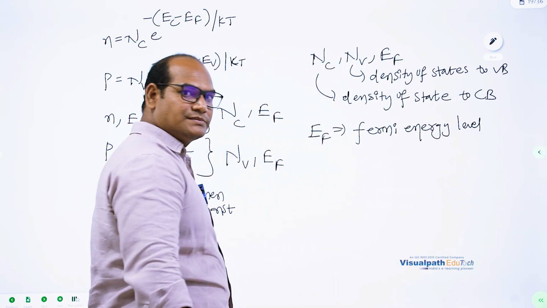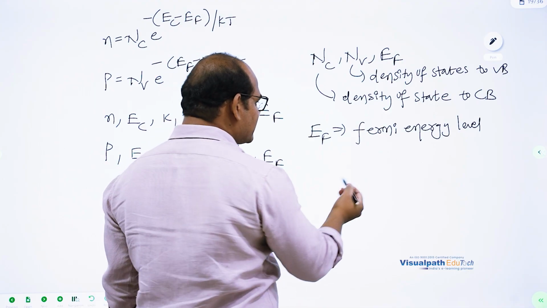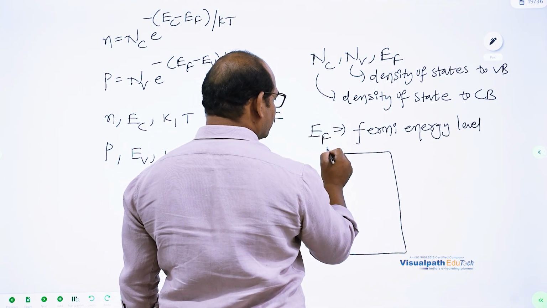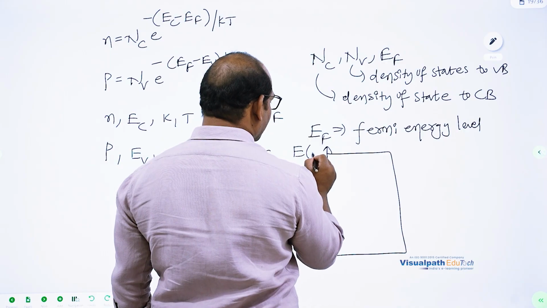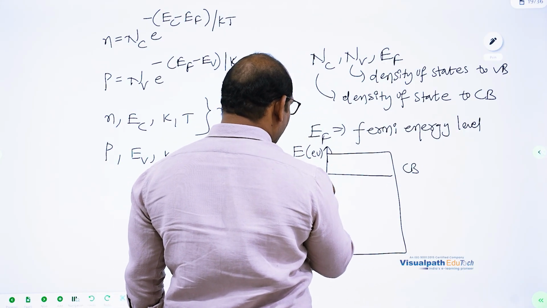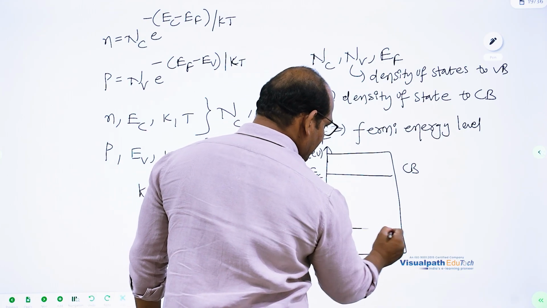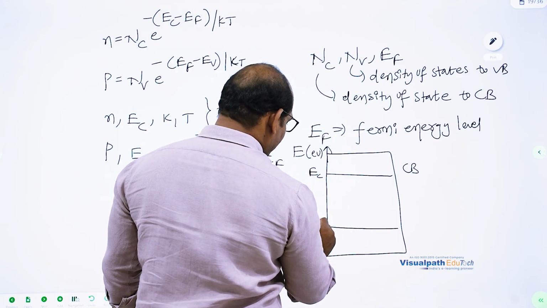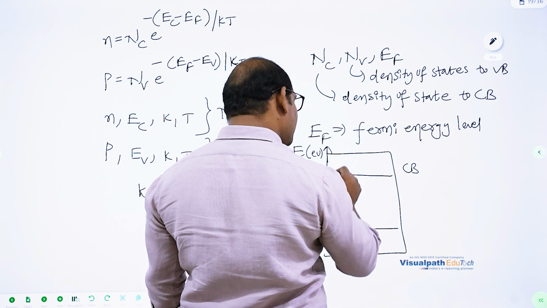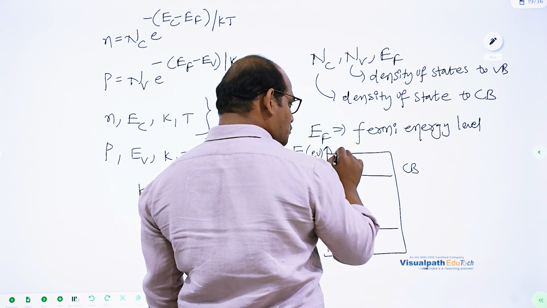Fermi energy level. To understand this, you have to take the energy band diagram. On the y-axis, I am taking energy in electron volts. It is the conduction band, with the lower energy level Ec. It is the valency band, with the higher energy level Ev. Then this Fermi energy level will be there in between these two.